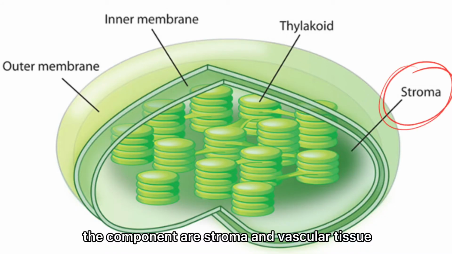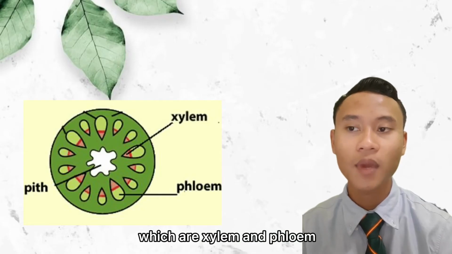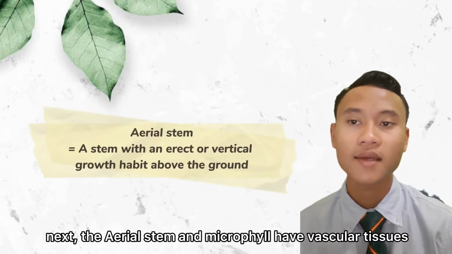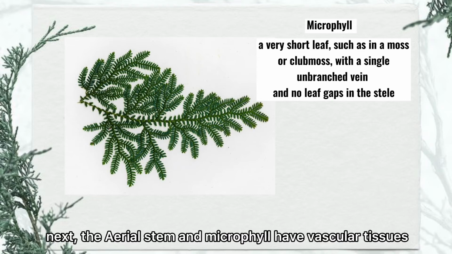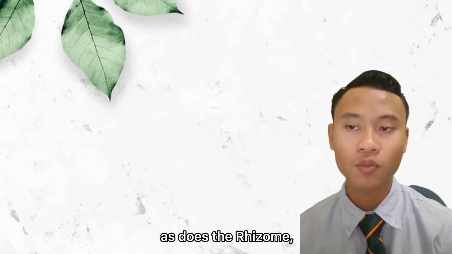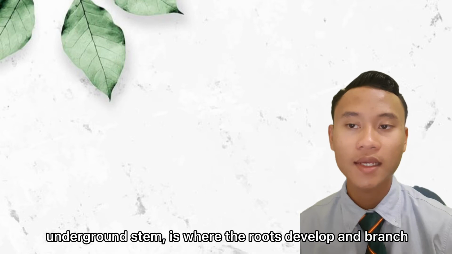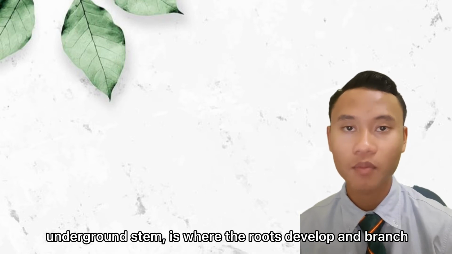As for its branches, the components are stele and vascular tissue, which are xylem and phloem. Next, the aerial stem and microphylls have vascular tissue, as does the rhizome. The underground stem is where the roots develop and branch.